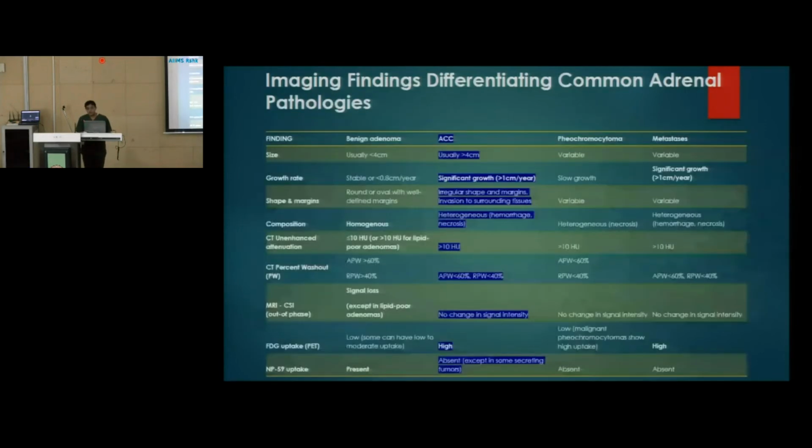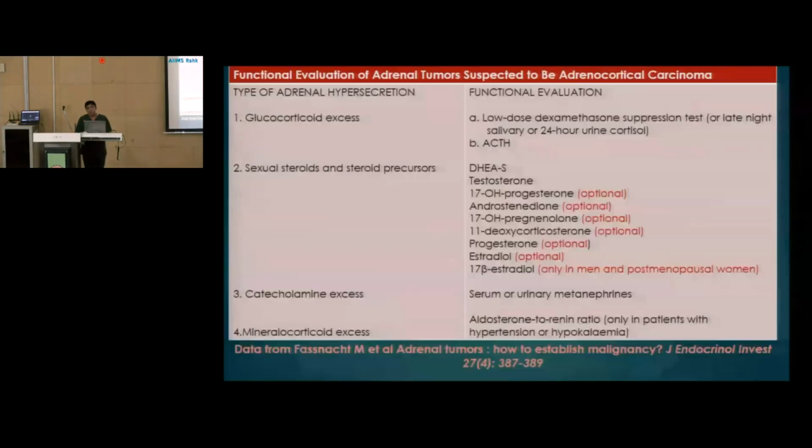As we have discussed, the imaging findings differentiate common adrenal pathologies. In this case, there was a significantly large mass with irregular shape and margin, heterogeneous in composition with hemorrhagic areas and necrosis in between. The percent washout was less than 60% absolute and less than 40% relative, which was suggestive of adrenocortical carcinoma.